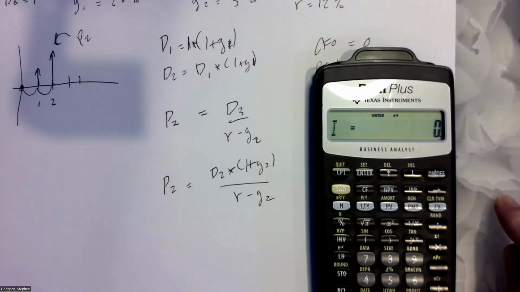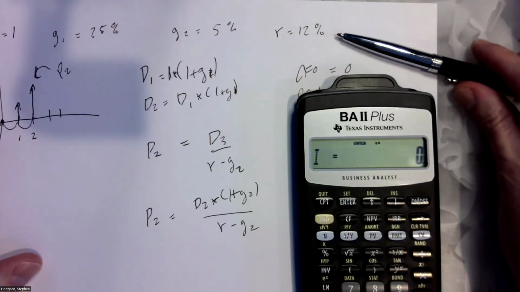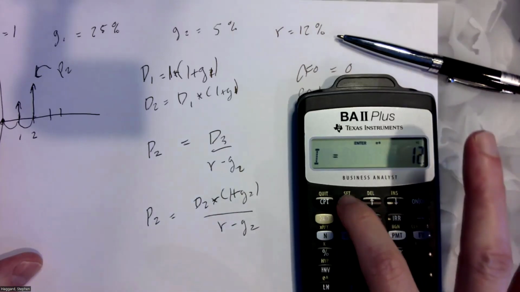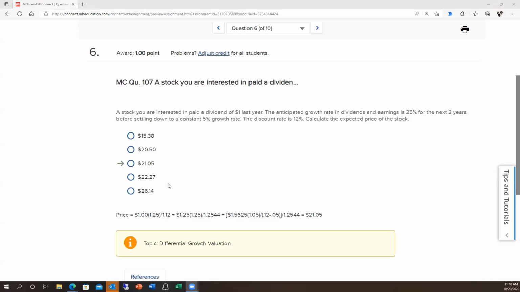And what will we put in for I? Would it just be the return here? Mm-hmm. We're going to hit 12, enter, arrow down, compute. So that tells me that the answer is $21.05. And there we go. There's our correct answer, $21.05. Okay, the student who requested this, does this make sense to you? Yeah. Very good.